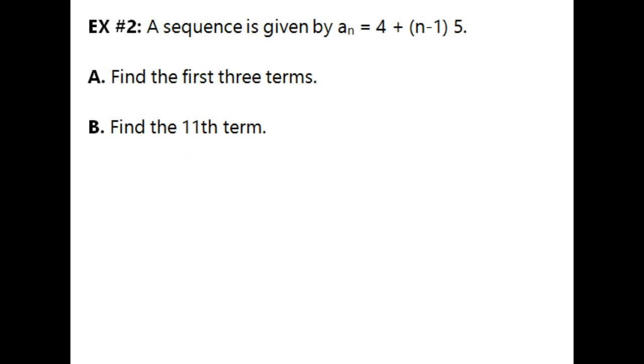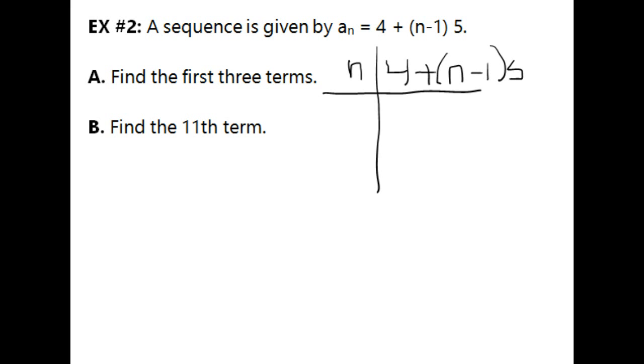Now going down to example 2, we are asked to define the first three terms of a function given the formula a sub n equals 4 plus n minus 1 times 5. Oftentimes, especially with more complex formulas, I like to write out what we are defining our function or formula to be. By substituting n equals 1 into this formula, I have 4 plus 1 minus 1, which is 0, times 5. So the first term is 4.